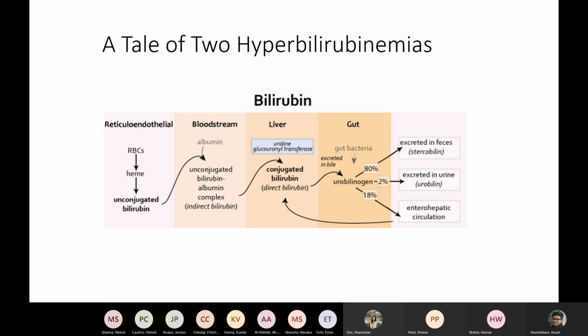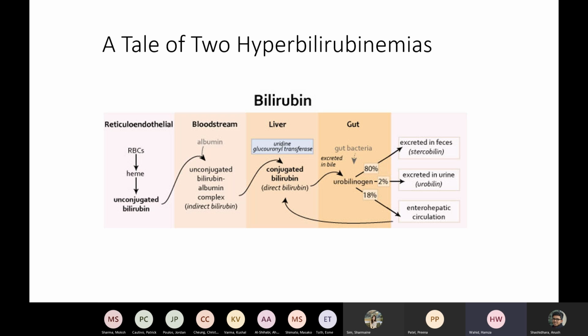You have your red blood cells that have a relatively short lifespan, only 120 days. They get broken down into heme and other things. Then the heme is converted into unconjugated bilirubin. Unconjugated bilirubin is fat soluble, not water soluble, and it binds to albumin and travels through the blood into the liver, where the liver converts it into conjugated bilirubin, which is water soluble, and that makes it easier to be excreted.